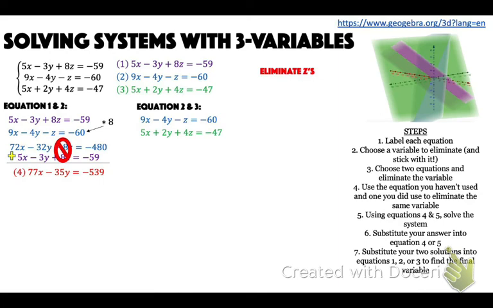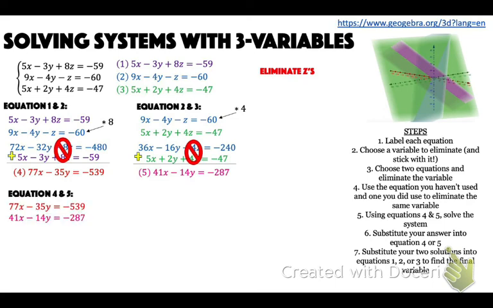So I'm going to multiply equation 2 by 4. And that's going to leave me 36x minus 16y minus 4z equals negative 240. Now those 4z's cancel. I'm left with 41x minus 14y equals negative 287. And that's equation 5. Now we can put equations 4 and 5 together. And we need to choose what to eliminate. Let's probably eliminate our y's. They're a little bit smaller.